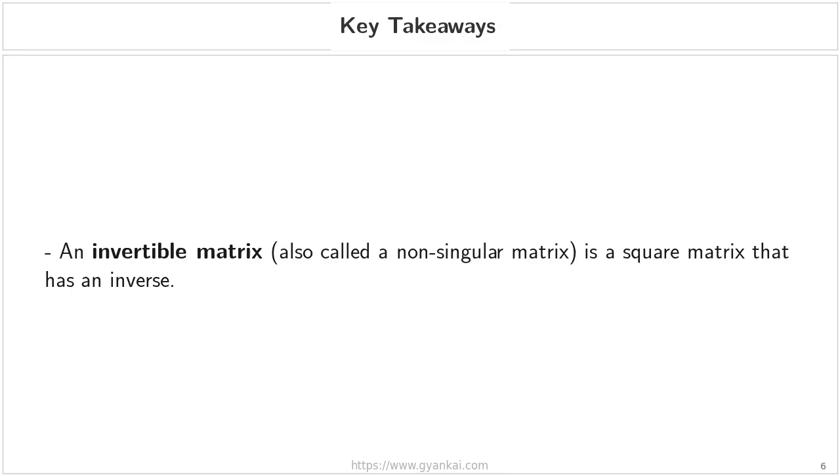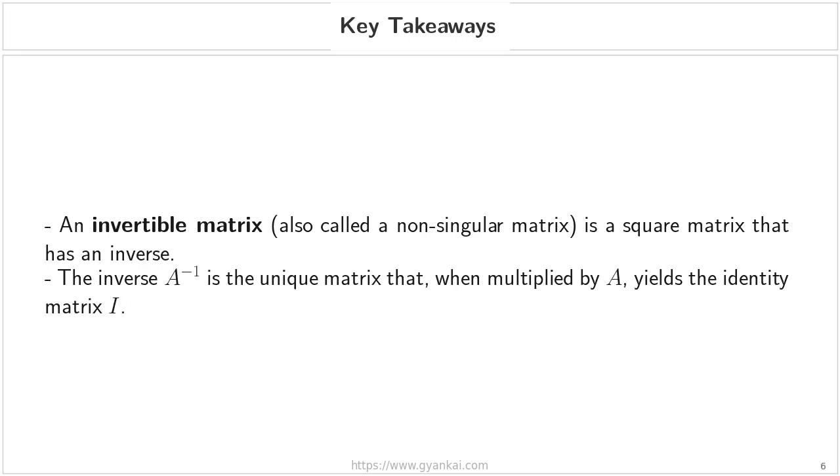Key takeaways. First, an invertible matrix, which is also known in mathematics as a non-singular matrix, is defined as a square matrix that possesses an inverse. To be more specific, the inverse, denoted as A inverse, is the unique matrix that, when multiplied by the original matrix A, yields the identity matrix I.